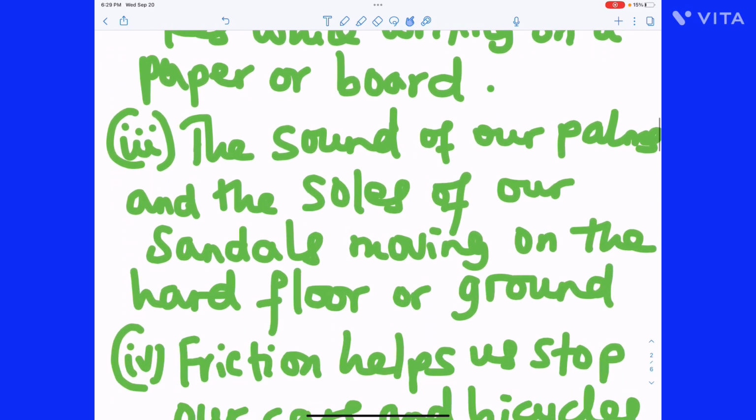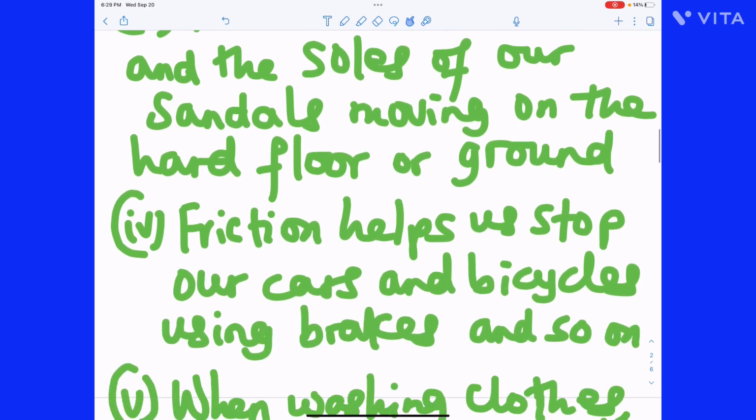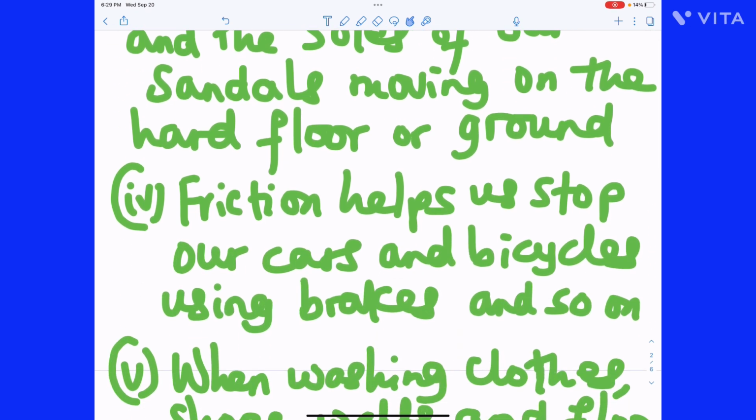The sound of the soles of our sandals moving on the floor or on the ground. Every sound your sandal or your shoe makes as it squeezes or scratches the surface of the floor or ground is due to friction. Then friction helps us to stop our cars.